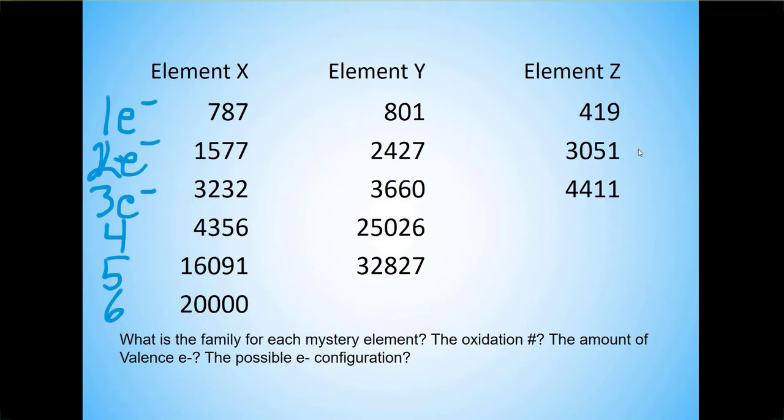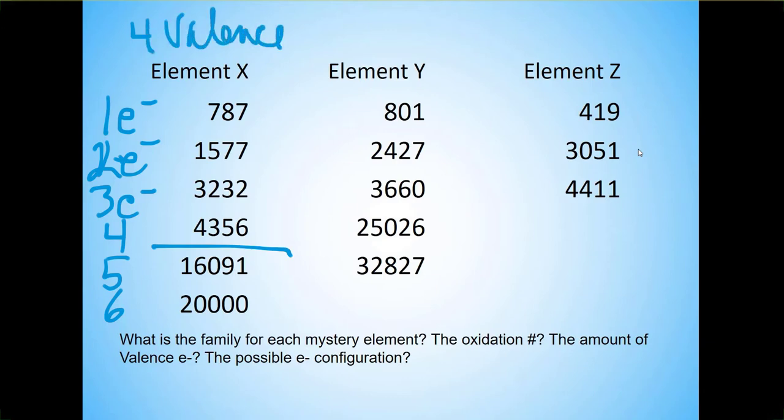So let's look at element X. Let's look for the big jump, and we see we have 700, 1,500, 3,000, 4,000, 16,000. That's a big jump right there. So this is my barrier right there. So I know that this has 4 valence electrons.